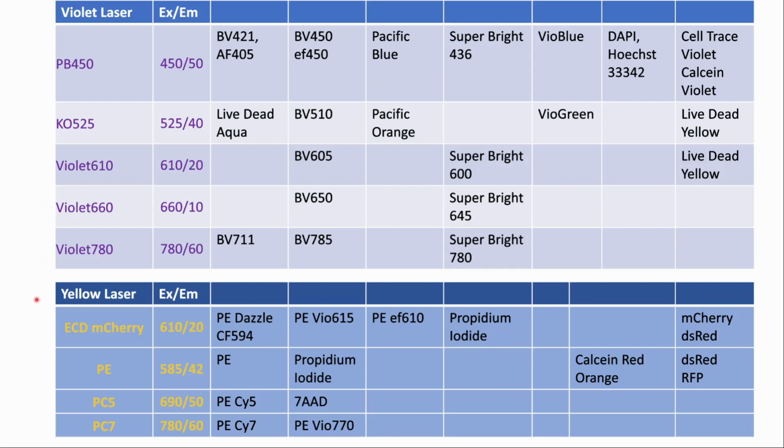Finally, Cookie has a yellow laser, and it has 4 available channels on it, including ECD mCherry, again PE, PC5, and PE Cy7. The yellow laser would be suitable for detecting red fluorescent proteins, as it activates the RFP, DsRed, or mCherry molecules much more efficiently than a blue laser.